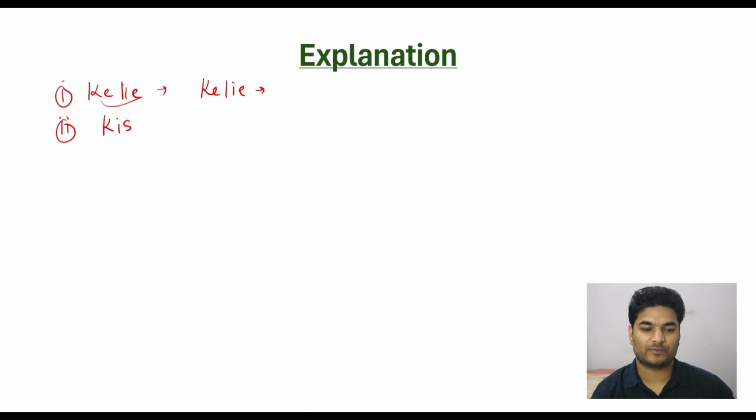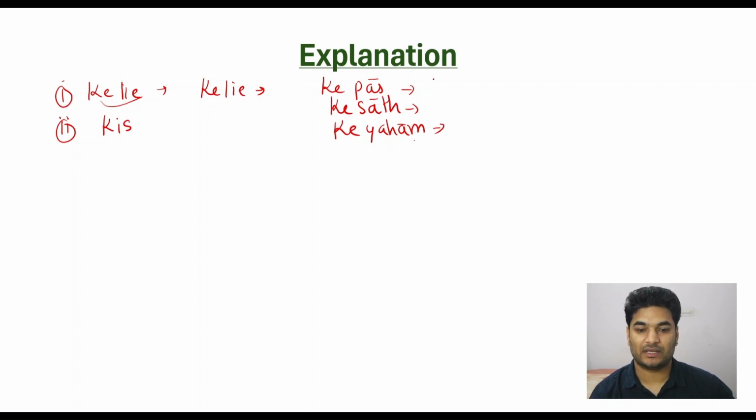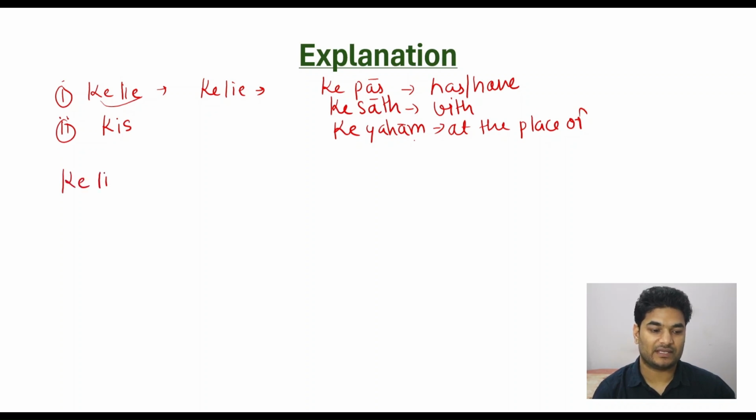के लिए is a postposition. We have already done के पास, के साथ, के यहाँ, right? We have already done these postpositions. I have already discussed them. के पास is equivalent to has or have. के साथ is with, and के यहाँ is at the place of. Alright, and now we will see the uses of के लिए in this chapter.